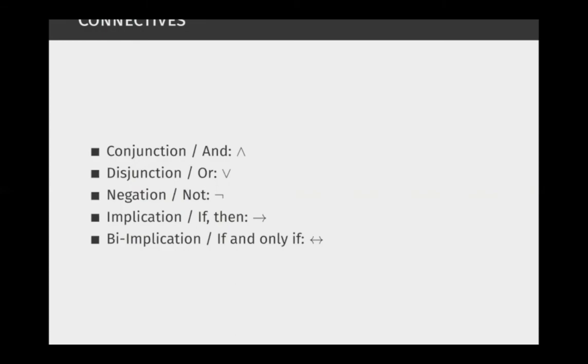The fourth operator is if then. We also call this implies, or in logic we call this implication, and this is just a right arrow. And finally we have if and only if, which is also called biimplication in logic, and it's the arrow with head on both sides.